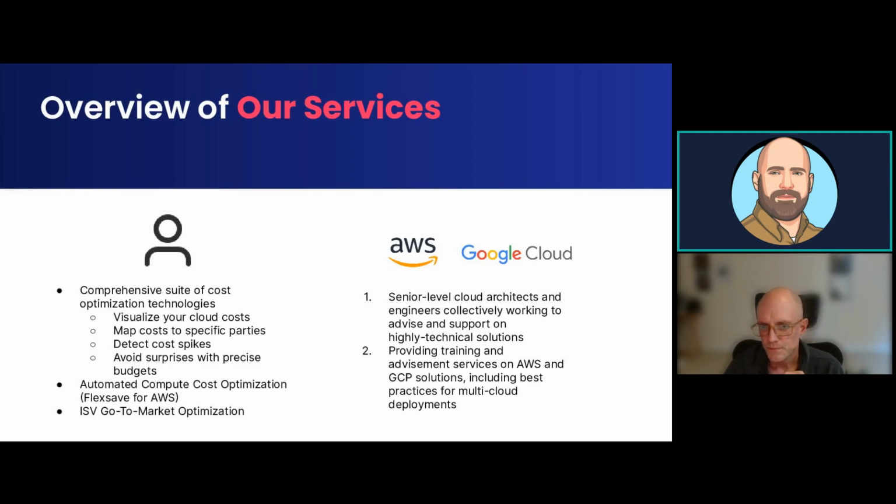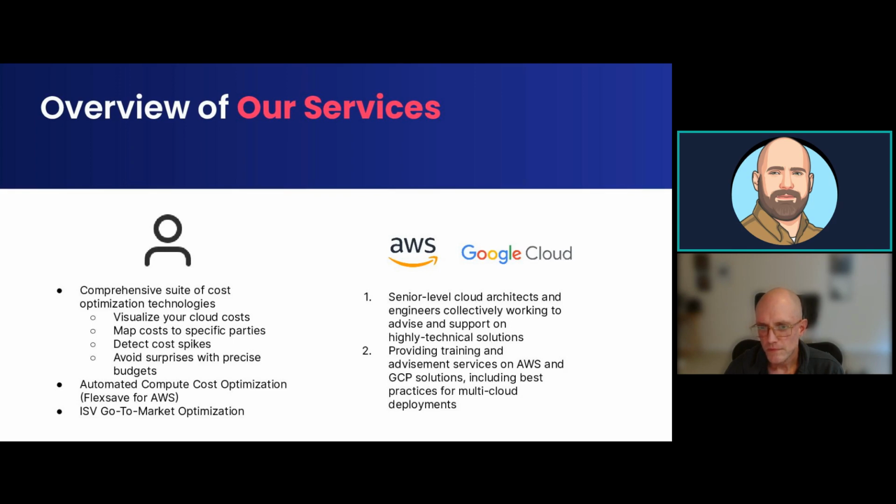Our platform gives you a very large suite of cost optimization technologies. So you can build reports to visualize your cloud costs. You can map the costs down to figure out what party, what group, what person, et cetera, is costing money and how much money they're spending. As well, we have a cost anomaly or cost spike detection system. And then we also have a budgeting system to allow you to determine how much you want to spend, how much has been wasted on that budget, and when you hit that level.